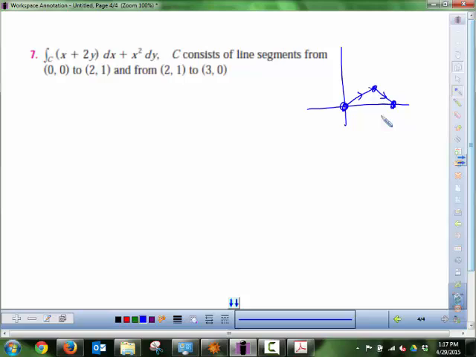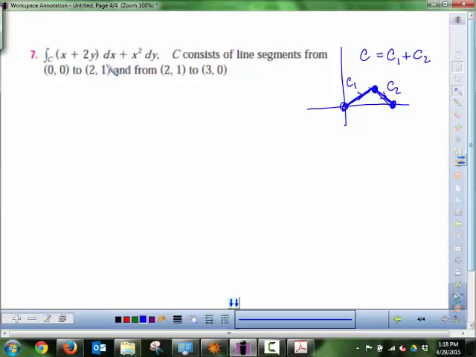All right, so for this, let's break this up, and let's do this carefully. We're going to break up C as C1 and C2. So C1 being this line segment from 0, 0 to 2, 1. And C2 being this line segment from 2, 1 to 3, 0. Which means now we have to parameterize each of those, and then each of those will contribute to an integral.